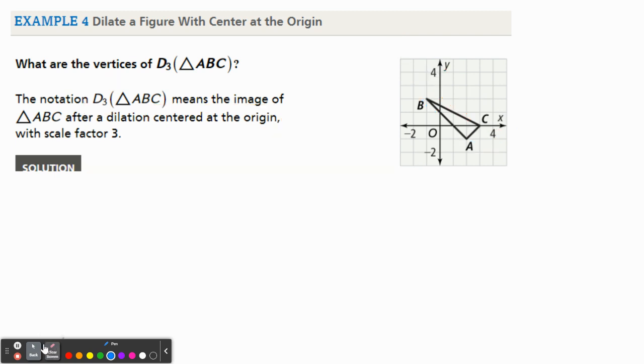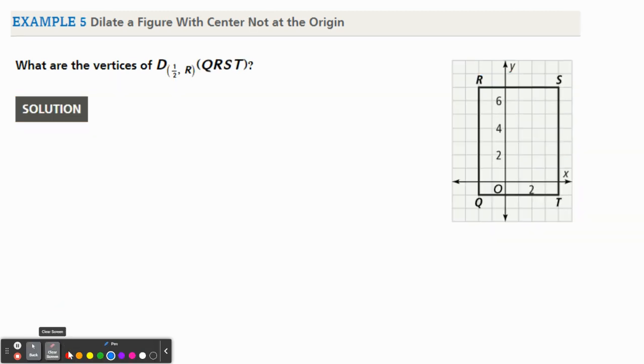Okay, one more coordinate plane one here. It says, what are the vertices of this dilation, scale factor of 1/2 about R? So notice here, now we are going to dilate it about a center other than the origin. So first thing, if R is a point in your figure, which it is, then R and R prime will be the exact same point. Okay, so R prime stays put.